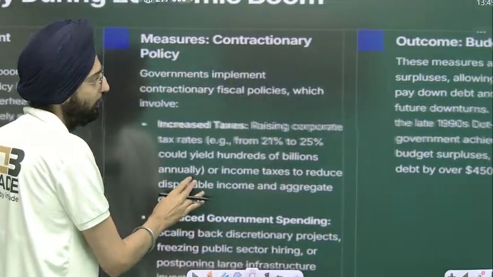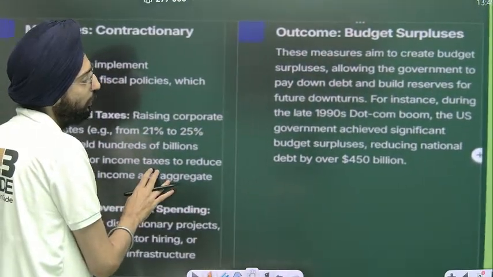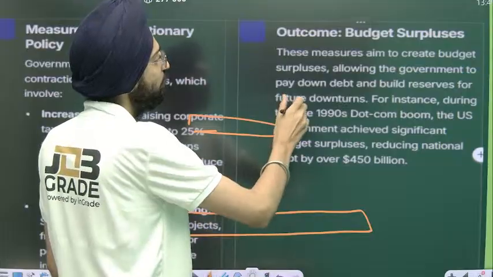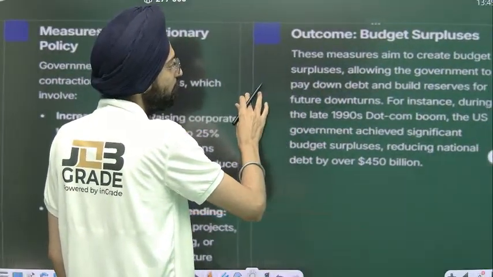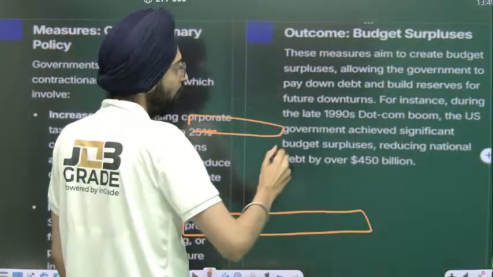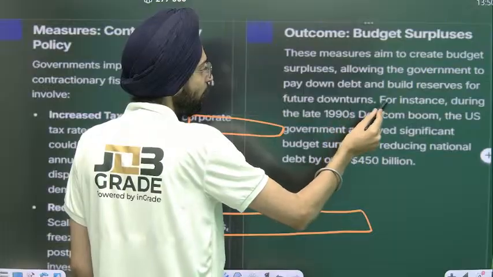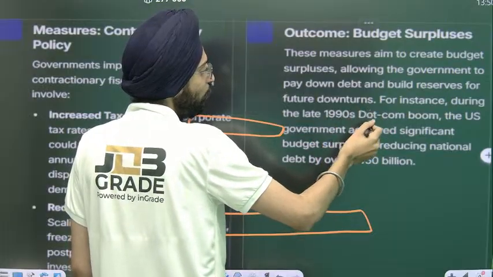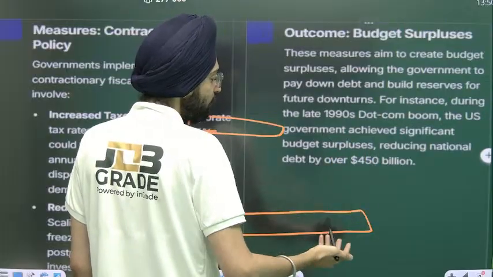Again, when it comes to outcomes, take the example of budget surpluses. These measures aim to create budget surpluses, allowing the government to pay down debt and build reserves for the future. For instance, during the late 90s dot-com boom, the US government achieved significant budget surpluses, reducing national debt.